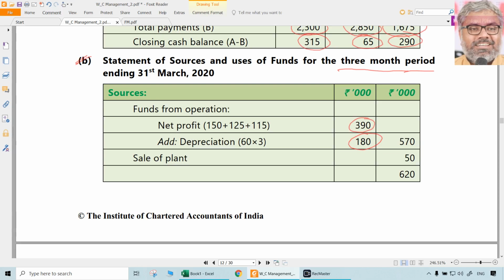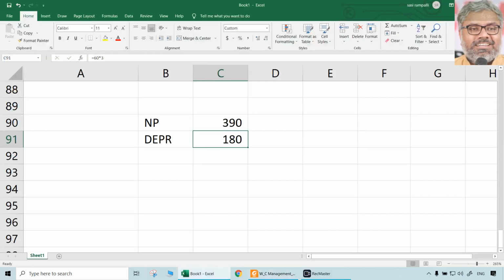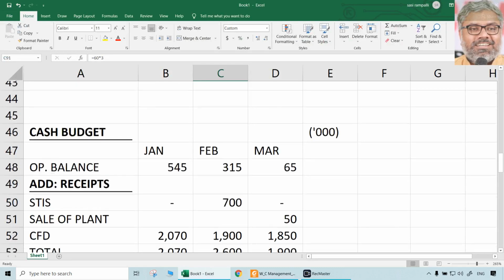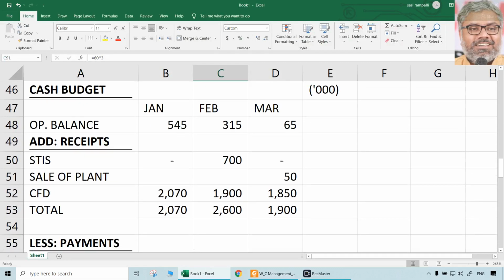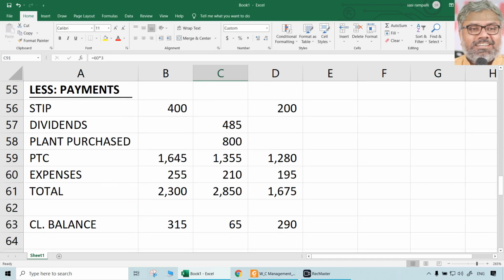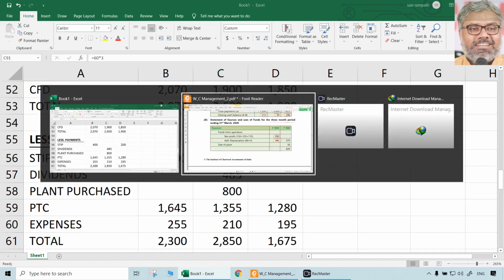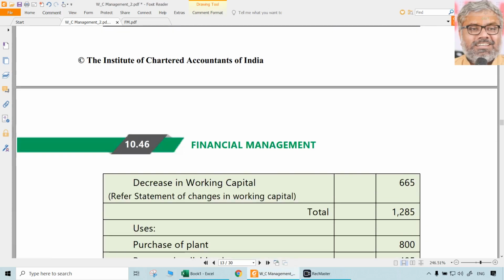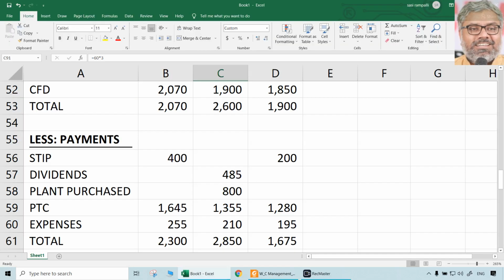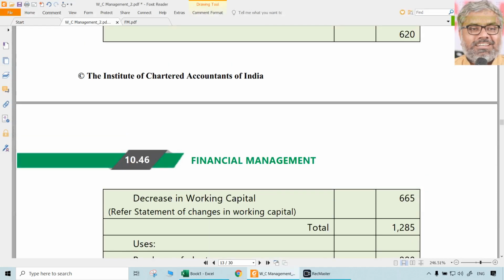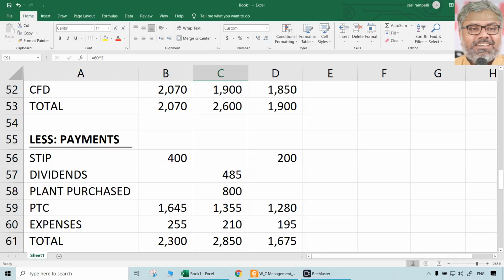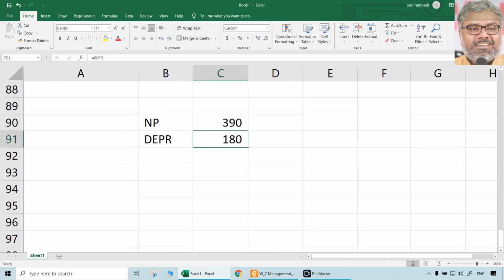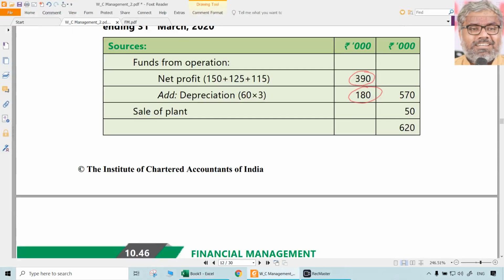Then whatever happened during this period in the form of sale or purchase of any fixed assets. What happened here? We know that already. Sale of plant happened in the month of March and purchase of plant happened for 800. So sources and uses separately we have to show. So let us look at the sources first. In the form of sources, sale of plant can be taken. Which month we don't care, but the amount is 50.